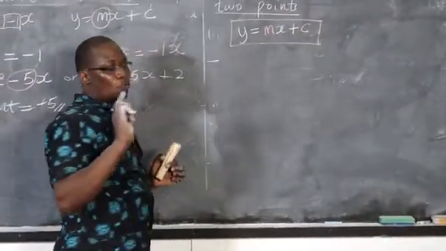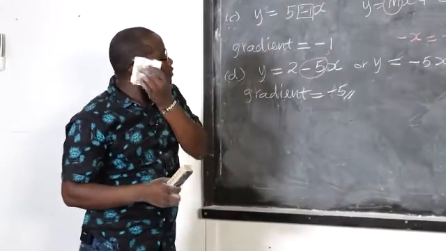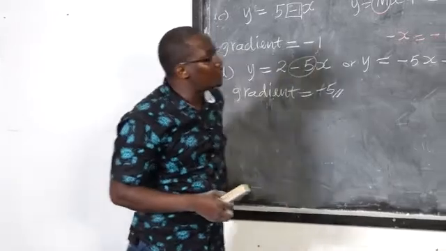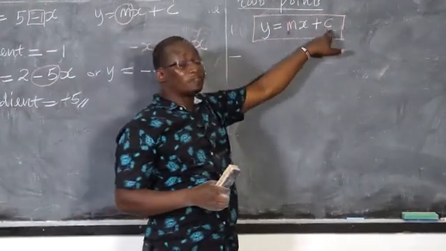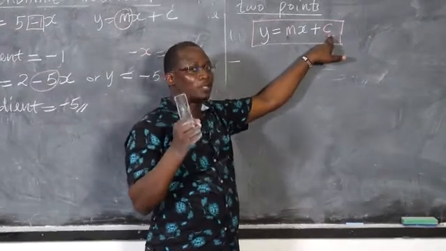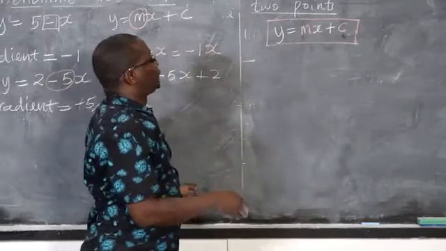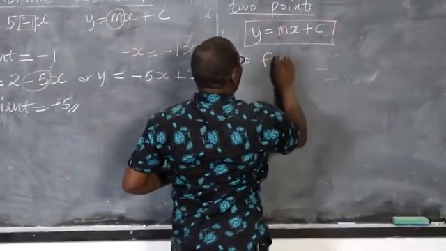Another thing that you need to remember, please: for you to find the equation of a line, you must know the gradient of that line, because the equation is given in this form. Therefore, we need to know the value of m and the value of c. That is why it is very important to know how to find the gradient of any given line. Okay? So you can put this down.